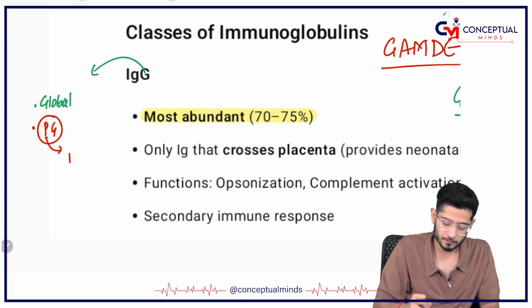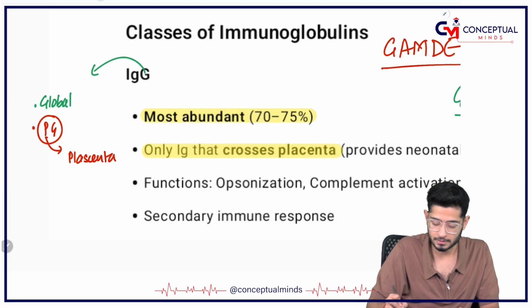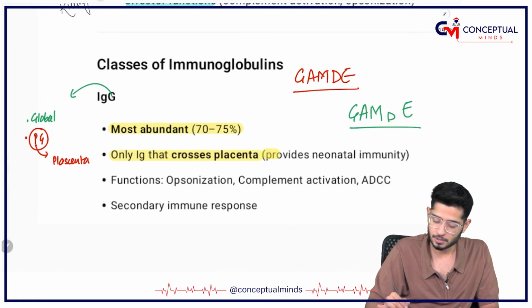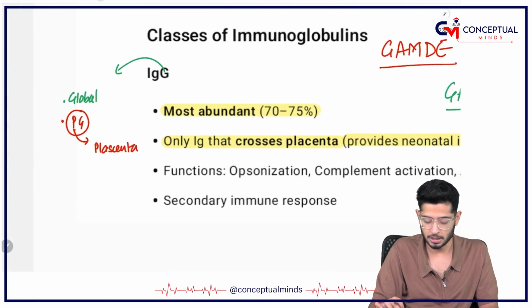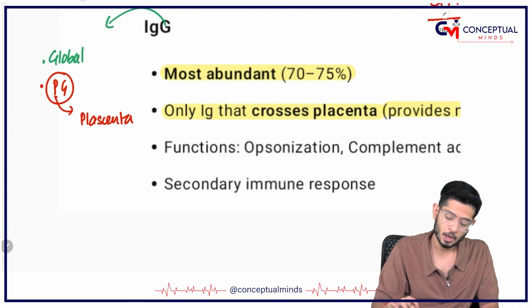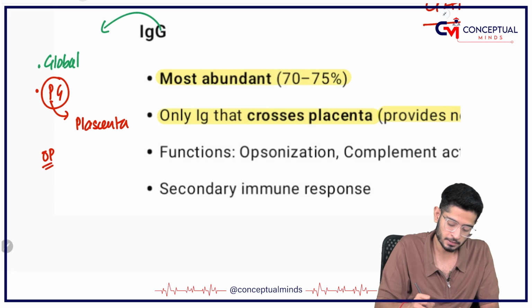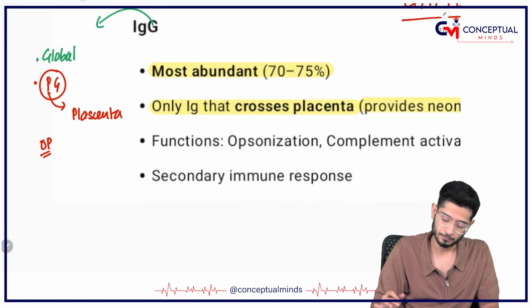So, P for PG: they can cross the placenta. Remember, IgG is able to cross the placenta, so it is responsible for providing neonatal immunity. Whereas, please understand, O and P go together, M and OP. So, O and P go together.